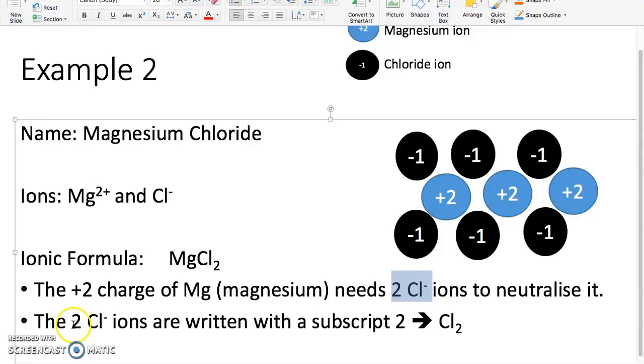When we write this into the formula, we write the 2 chloride ions as a subscript after the chloride. So the final formula will be MgCl2. This formula is reflected in its crystalline structure because for every magnesium, there are 2 chloride ions.